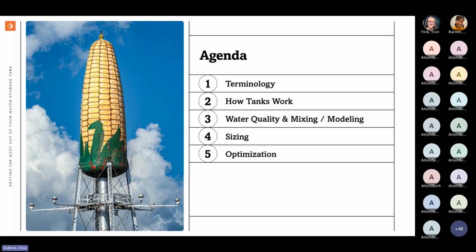So here's today's agenda. At the end of the day, you will be able to determine the size, shape, and material of your tank or tanks, have a better checklist of how to operate your tank, be able to talk with technical staff about various appurtenances, and understand the importance with regard to how your tank functions and what that means for your water quality.